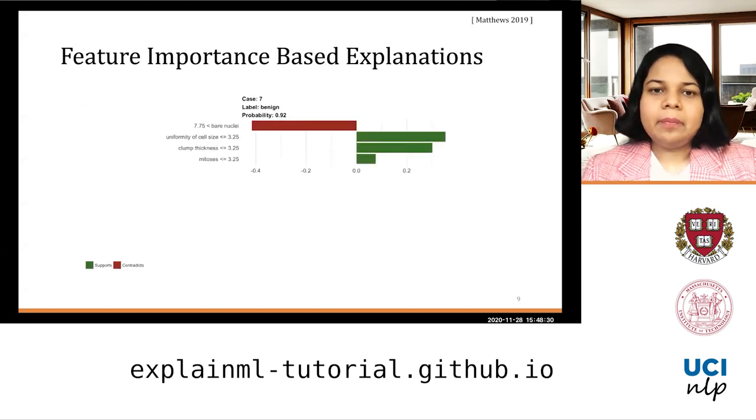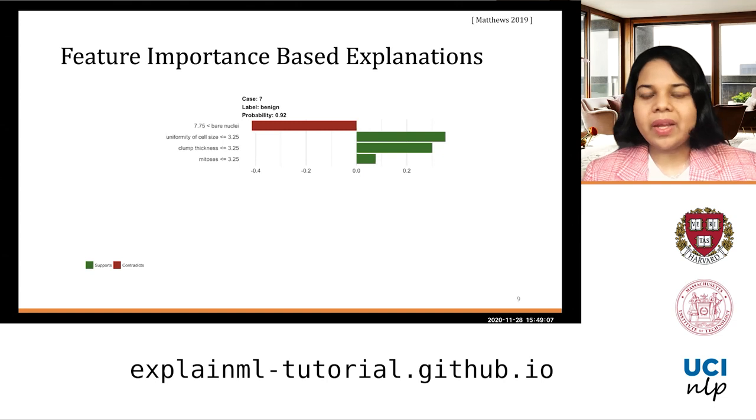To consider an example, let's take the case of a local explanation generated by LIME in the context of a classification task. The task here is to classify if a given breast tumor is either malignant or benign. So what you see here is a local explanation corresponding to a particular instance or a particular patient in the data. And the label in this case, or the prediction given by the model, is that the tumor is benign, and you see the top four features according to LIME, which are basically driving this prediction. As you can see, certain features like bare nuclei being higher than a value of 7.75 are actually contradicting the prediction, whereas other features like uniformity of cell size or clump thickness being within a certain value are supporting this prediction.